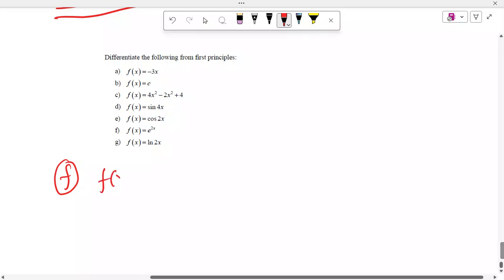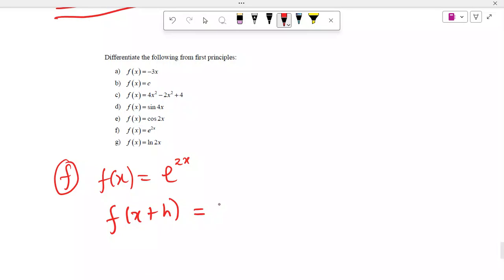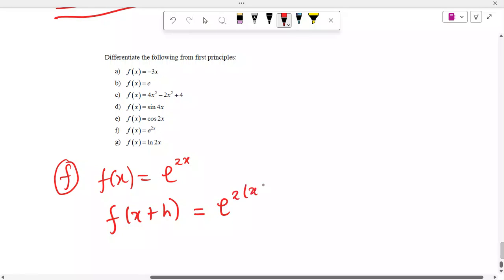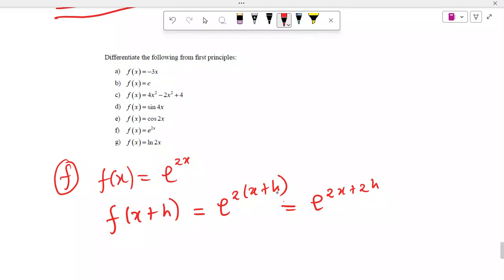So f of x equals e to the power 2x. Now we go to f of x plus h. So where there is x in this equation, we are putting x plus h. Okay, so we say e to the power where there is x plus h. So this is the same as e to the power, if you follow through, 2x plus 2h. Okay, so this is this part. So just multiplying 2 by x, 2 by h, it will be like this.